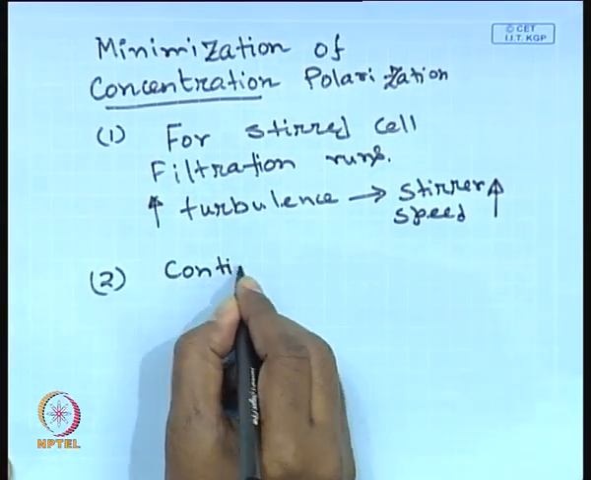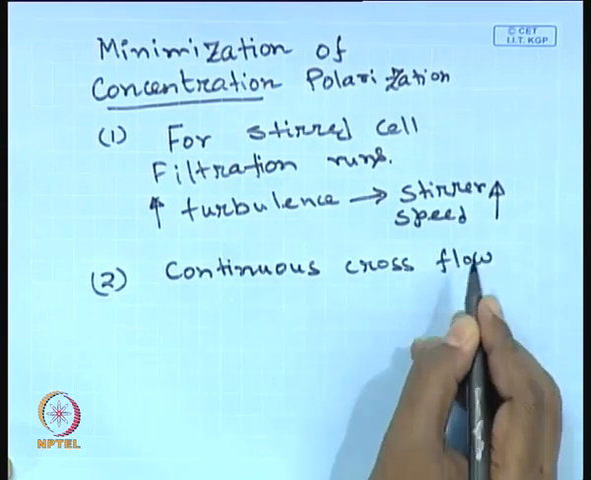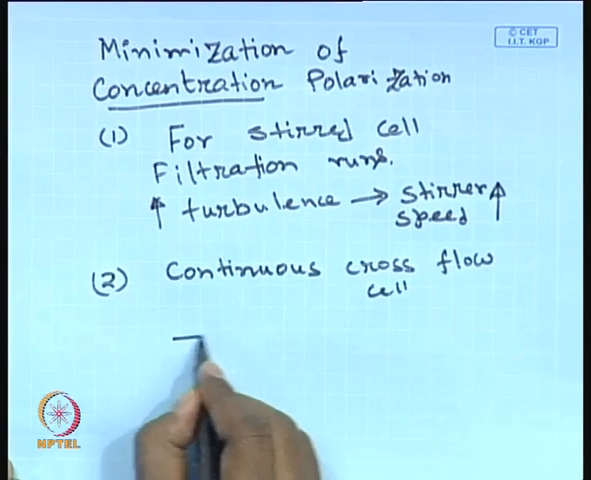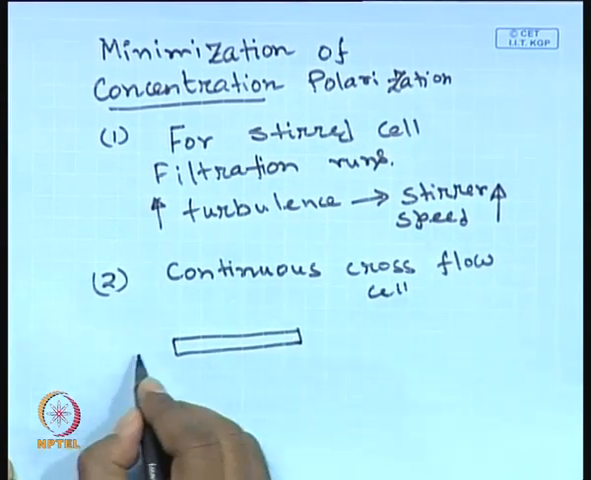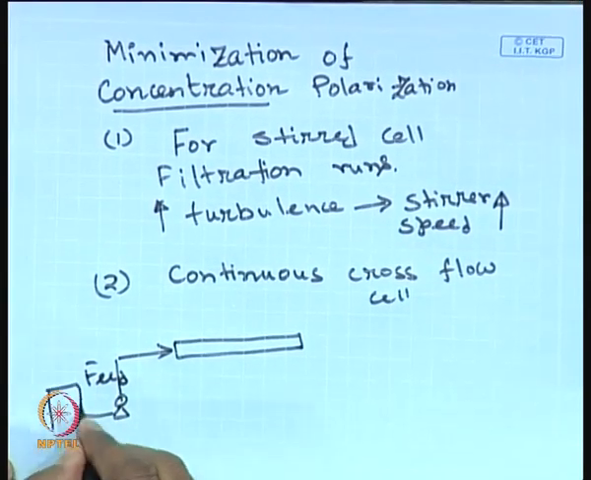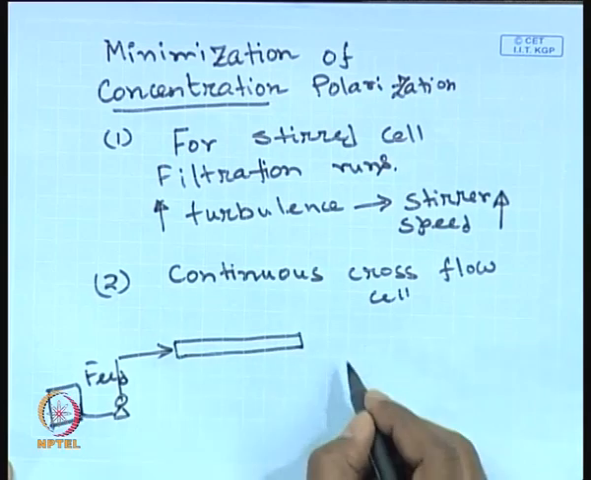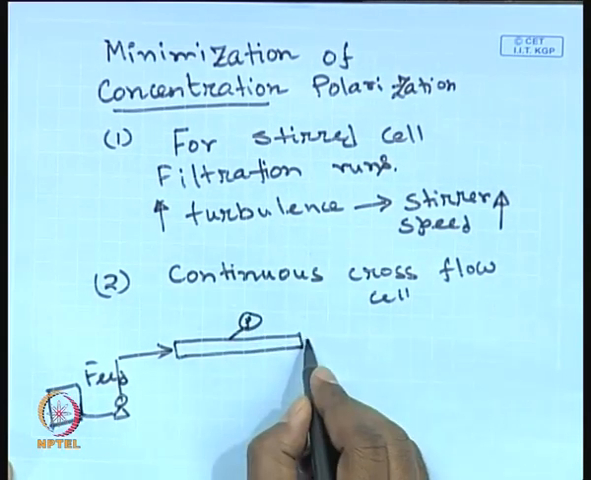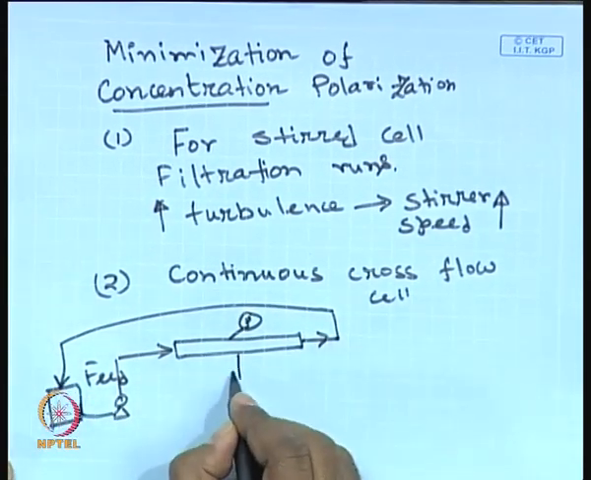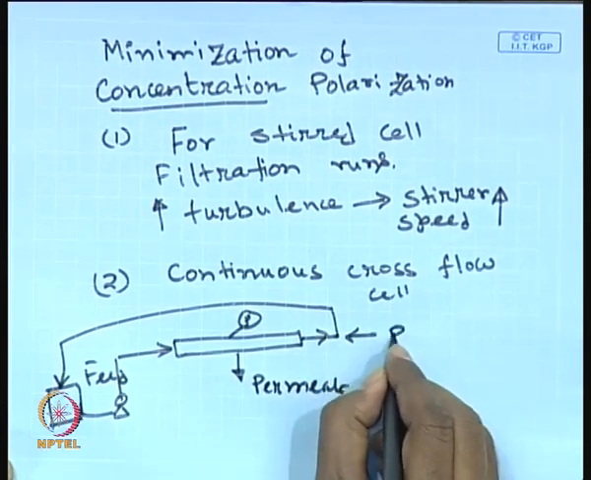In case of a continuous filtration cell, we call it continuous cross flow. I will come to why it is termed cross flow. In a continuous cross flow cell, suppose this is a membrane filtration unit, the feed is pumped from a feed tank and pushed through the cell. At the bottom and the top there will be membrane surface and a pressure gauge here, and the retentate can be recycled back to the feed stream and one can get the permeate from the bottom. This stream is called retentate.